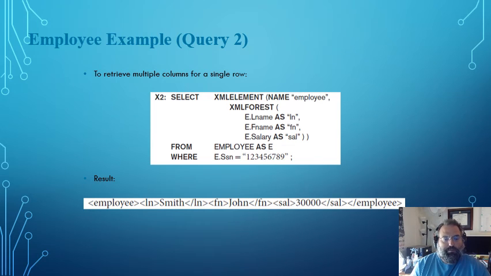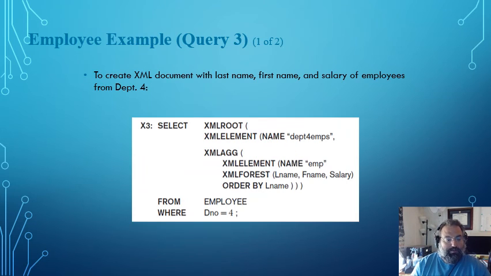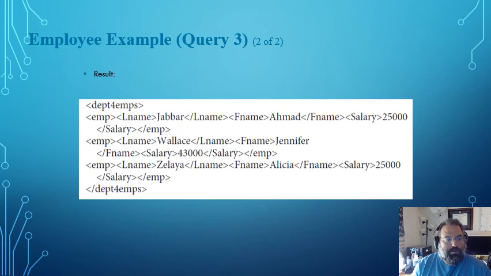To retrieve multiple columns for a single row, select XMLELEMENT, name, employee, XMLFOREST, and so on, and that returns the XML you see at the bottom of the screen. To create an XML document with last name and first name and salary of employees for department 4, this is basically saying select XMLROOT, XMLELEMENT, name, dept4, emps, XMLAGG, and so on. The result of that query would be something like this.